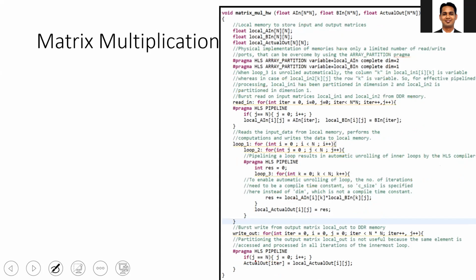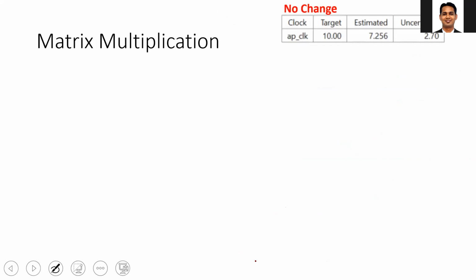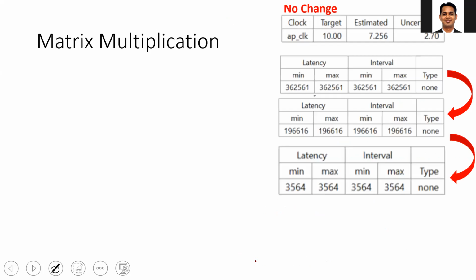Okay, so this is the complete code for the matrix multiplication, and we expect that we should get improved performance. So when we tested it, you can see that in the HLS result, we got a significant improvement in latency. You can see that now my latency is only 3K.